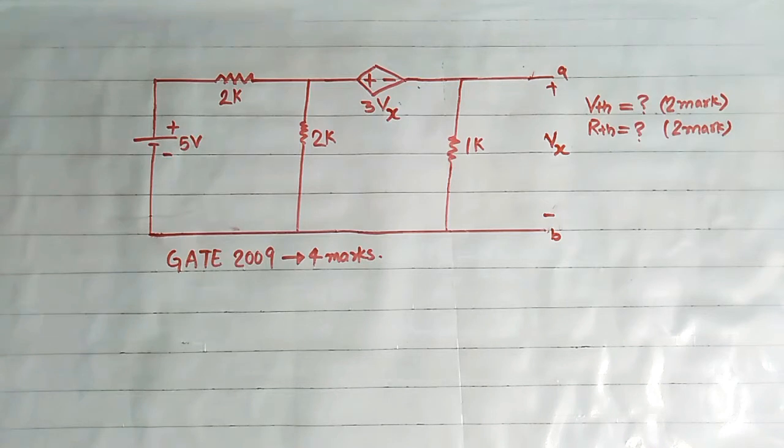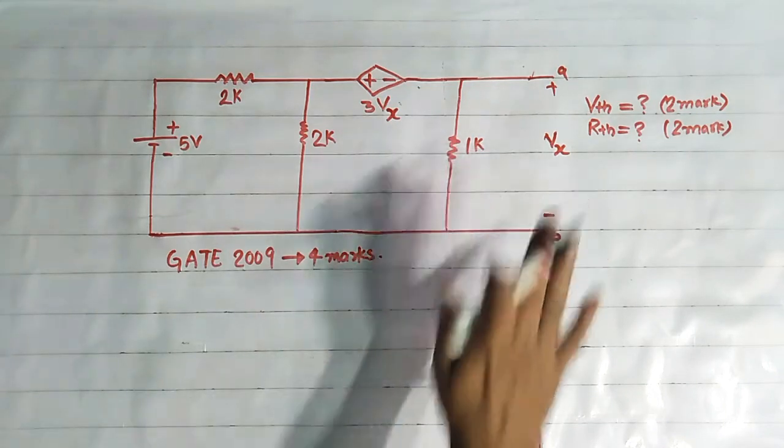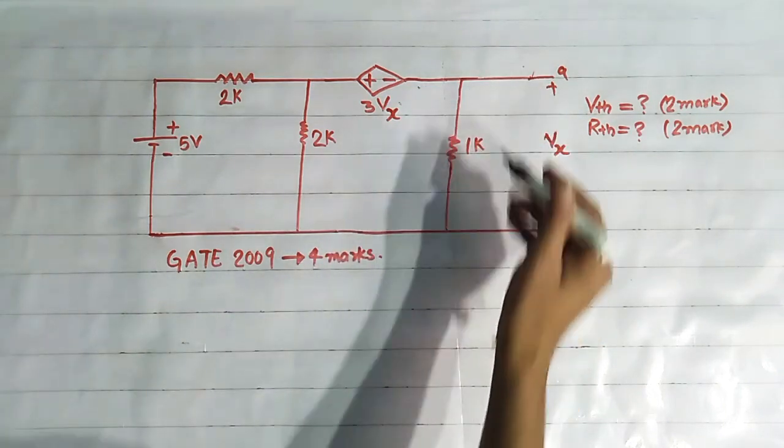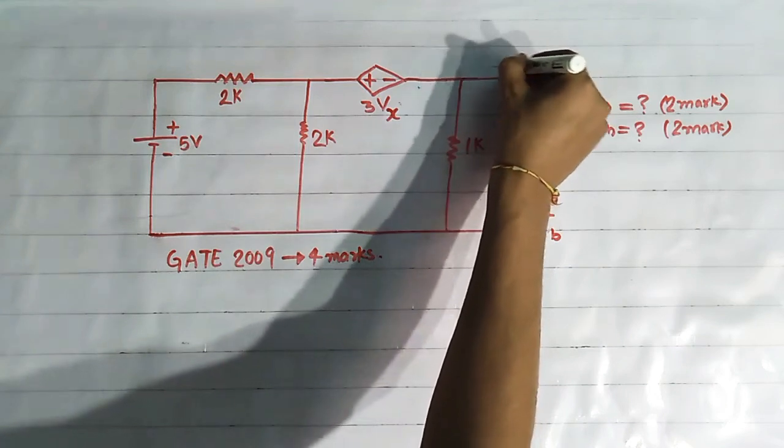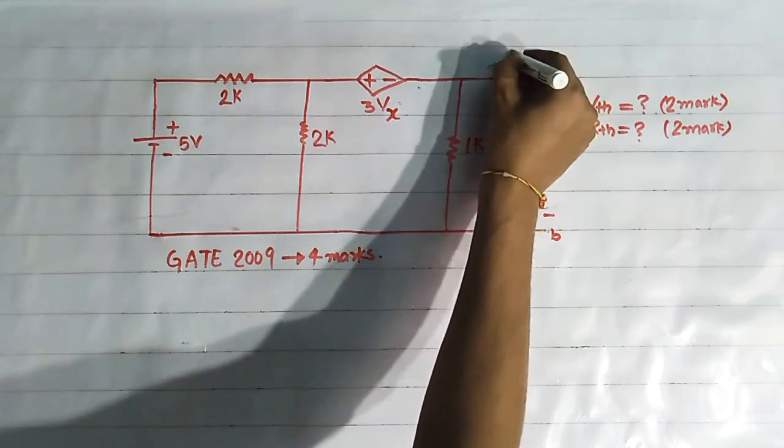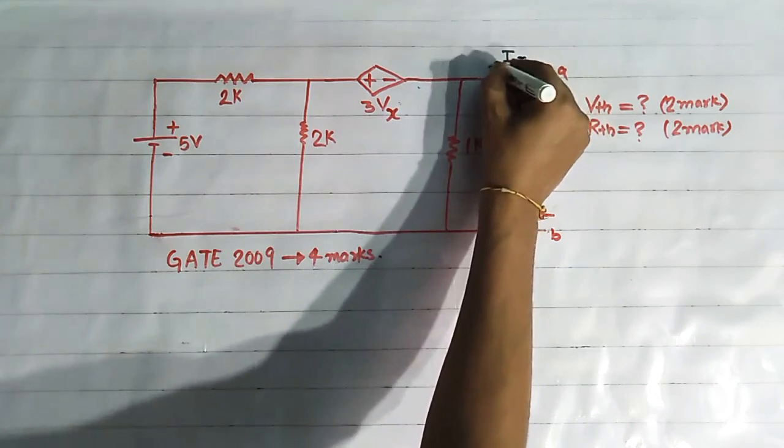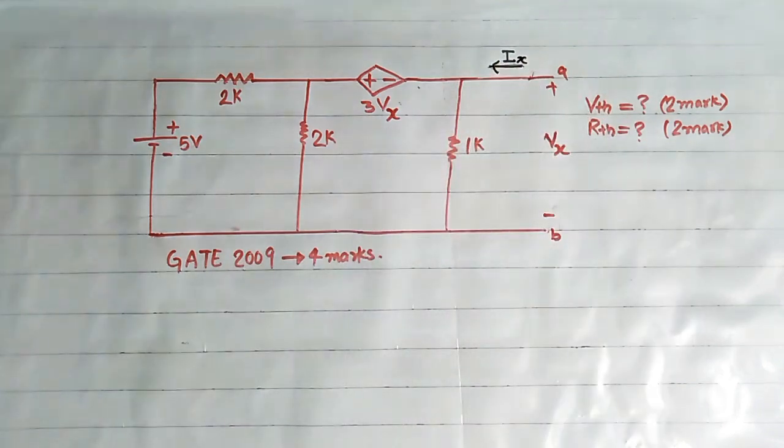See, we can solve this question easily by using a method that is the VX IX method. We assume a voltage Vx across this terminal AB and a current Ix in this direction. But here in this circuit, Vx is already given.